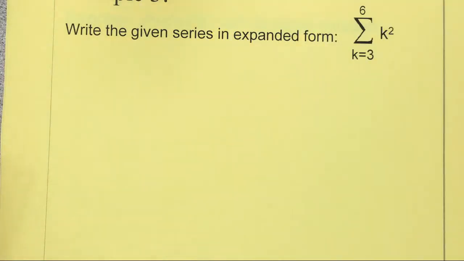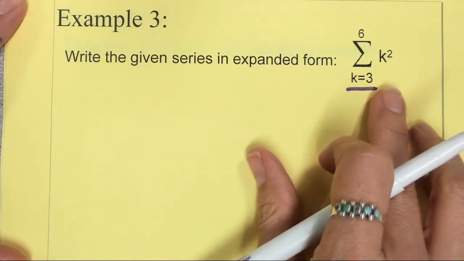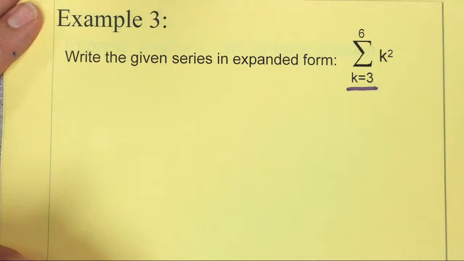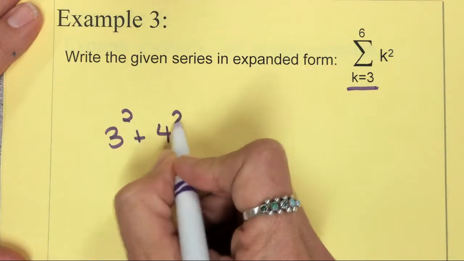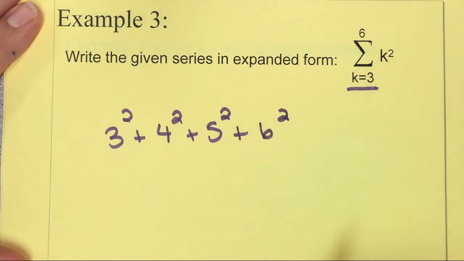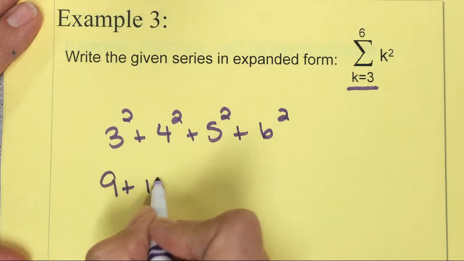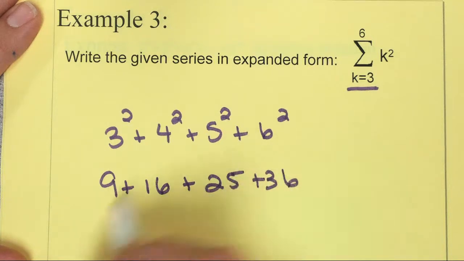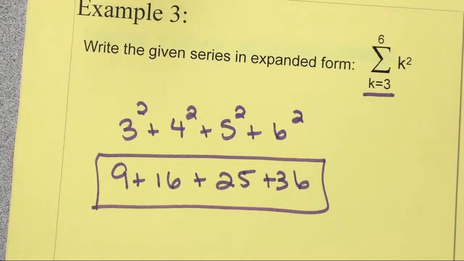On example 3, it's very, very similar. The only thing different is we're not starting at 1. This time we're starting at 3. So I'm going to plug in 3 where that k is. We're going to have 3 squared plus 4 squared plus 5 squared plus 6 squared. And then we're going to stop because it says to stop at 6. So 9 plus 16 plus 25 plus 36. So I expanded it. And if they ask you to add them, you can add them all up.